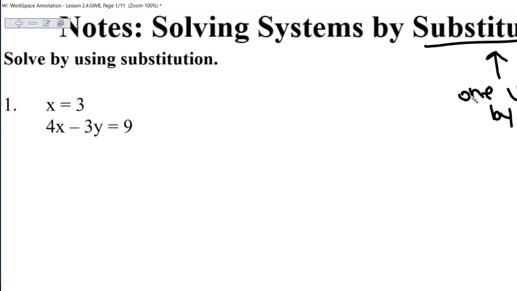Now it doesn't matter which variable is by itself. It can be x by itself or it can be y by itself. So either variable could be by itself. So looking at problem number 1, do you see a variable by itself? Yeah, which variable is by itself? The x. So notice the x is by itself.